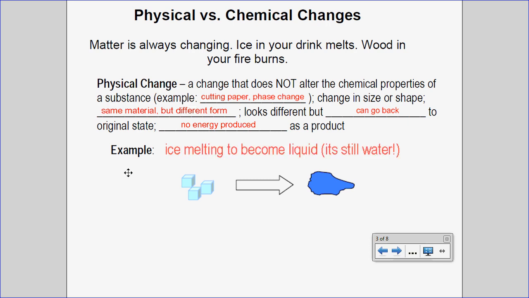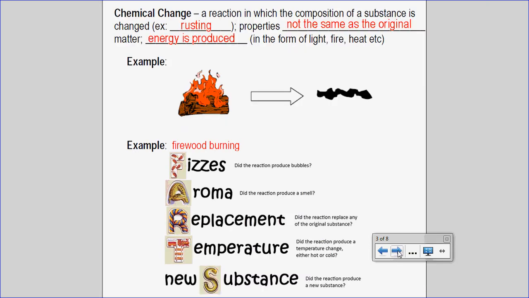The example of ice melting to become a liquid is one of the best physical changes that we're going to be talking about this year. It's our consistent reminder. Okay, so let's look at some chemical changes. This is a reaction in which the composition of a substance is changed. Okay, so for example, something like rusting. The iron in your car literally turns into a different compound called rust, iron oxide, and is not as strong as the original substance. It's not the same as the original substance or matter. And usually energy is produced in this type of reaction. Some of the examples obviously that we started with is a piece of wood burning.